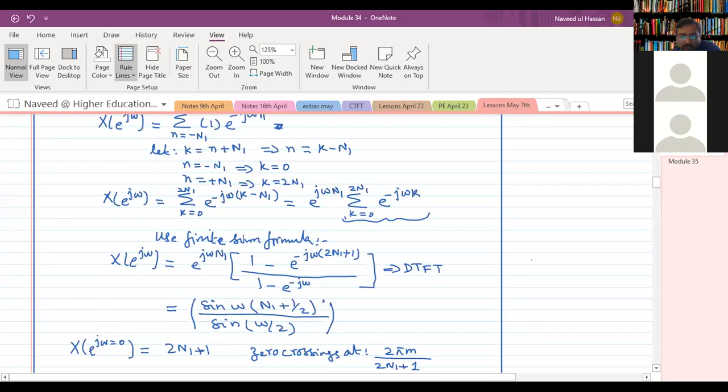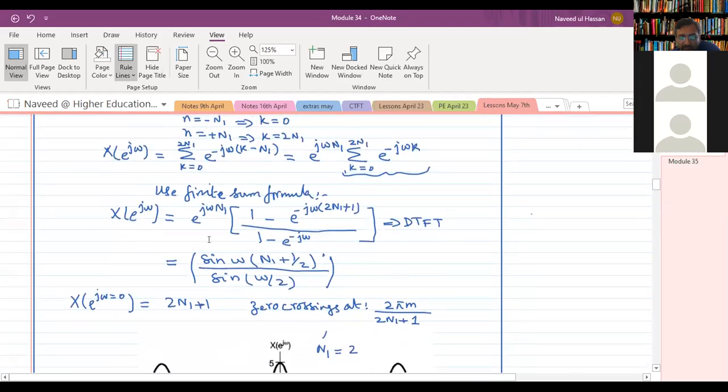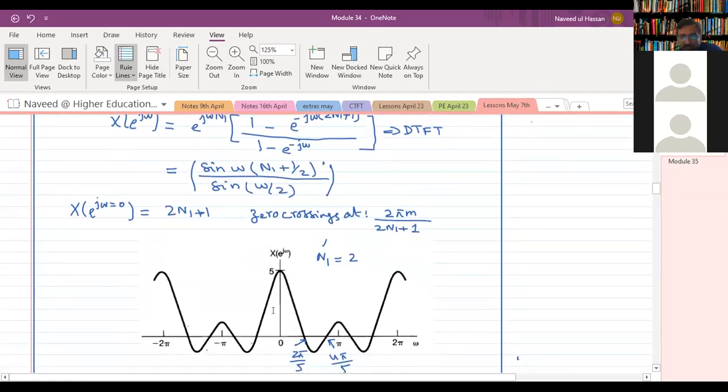Okay. So here, when we use the finite sum formula, we get this expression, and then we go from here to here, which is sine of omega times n1 plus half, divided by sine of omega over 2. And this is a periodic sinc function. Okay, we call it a sinc function. The form is different, but it is not what we defined as a sinc. It is a periodic sinc function, which becomes clear from the plot.